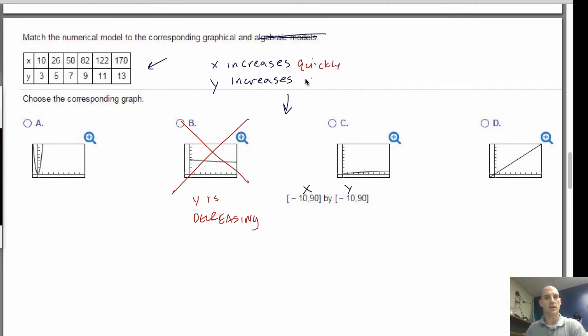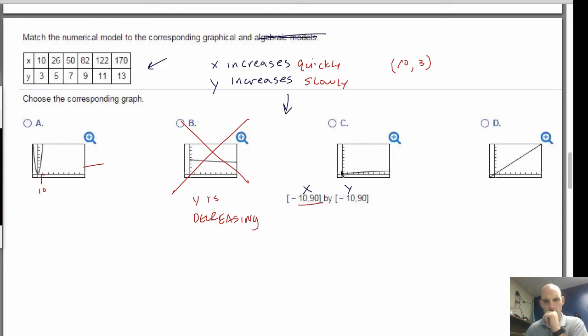And y is increasing slowly. Okay, so x is increasing quickly, y is increasing slowly. So our first point would be (10, 3), right? So at x equals 10, if this is negative 10 by 90, then this is like 10 here. So at our first point, at 10, y should be equal to 3.